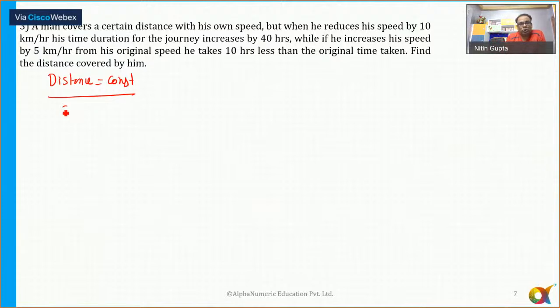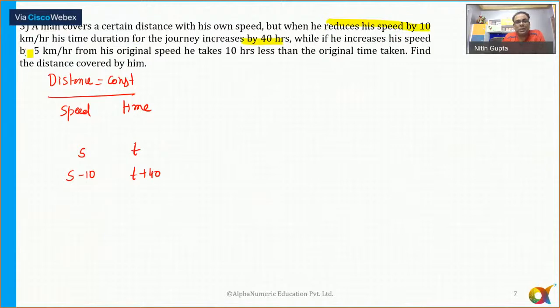If I'm traveling, I'll write down 2 parameters: speed and time. A man covers a certain distance with his own speed, but when he reduces the speed by 10 km per hour. Let's say he's traveling with some speed s and time t. If he reduces the speed, that is s minus 10, then the time taken increases by 40 hours, so that is t plus 40.